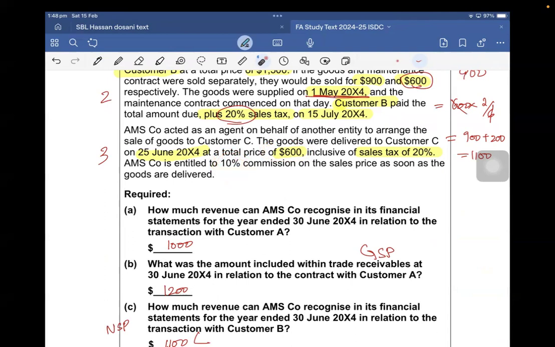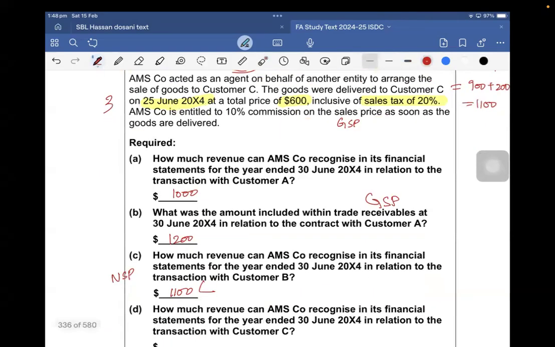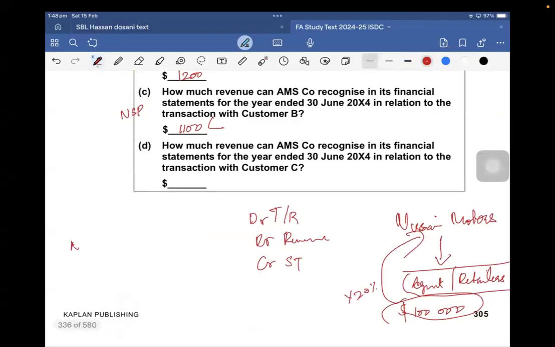But the problem is here it is inclusive of sales tax, right? Inclusive of sales tax means it is the GSP being given to you. Clear? So what did I say? NSP plus ST is equal to GSP, right? And NSP is always 100. GSP is how much? It is going to be 120. Understood? Okay, so it is 120.